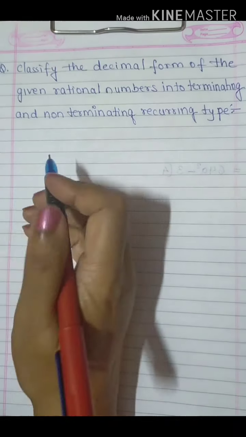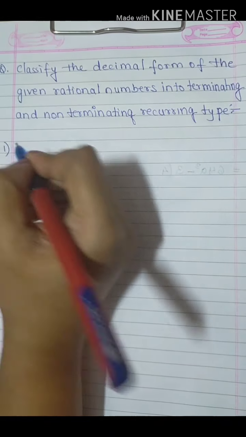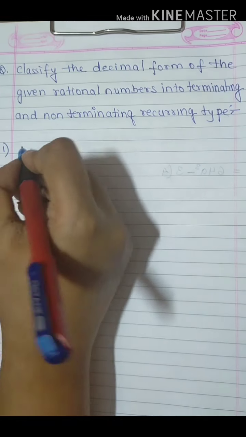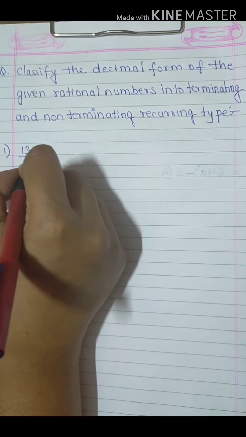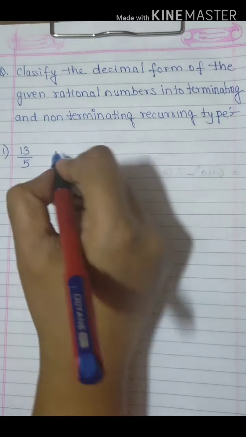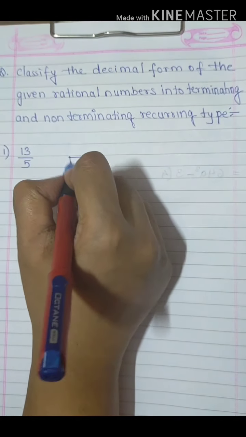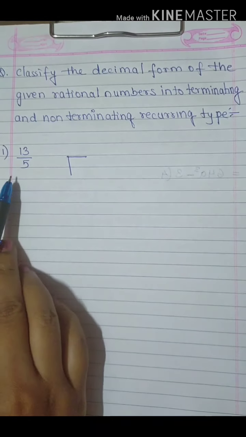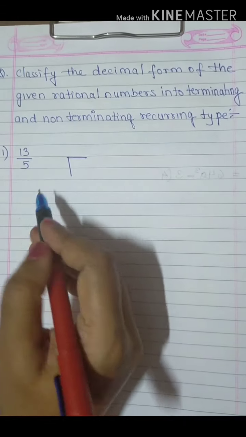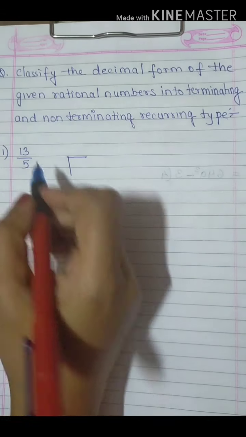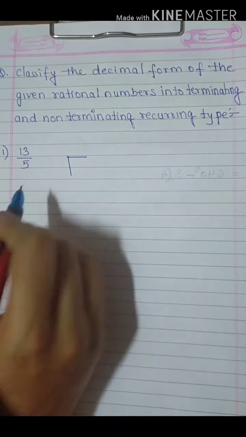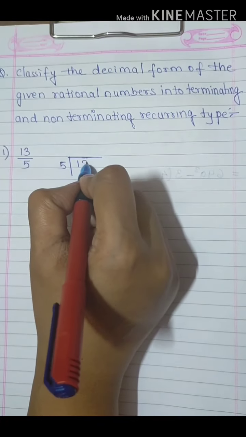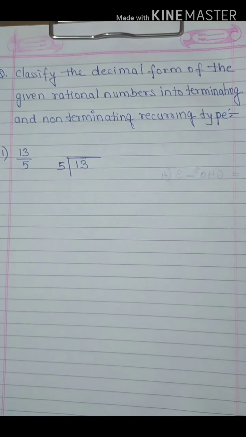Okay, so I am going to solve question number 1, that is 13 upon 5. So remember student, many students get confused which number will come where. So I am writing whatever the denominator is, it will come here, and the numerator always comes inside. Okay, I am going to solve.